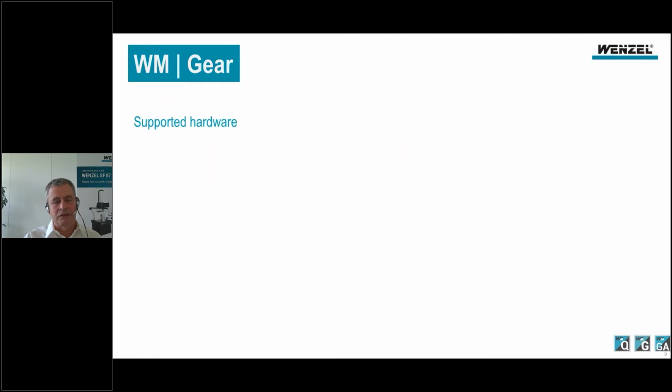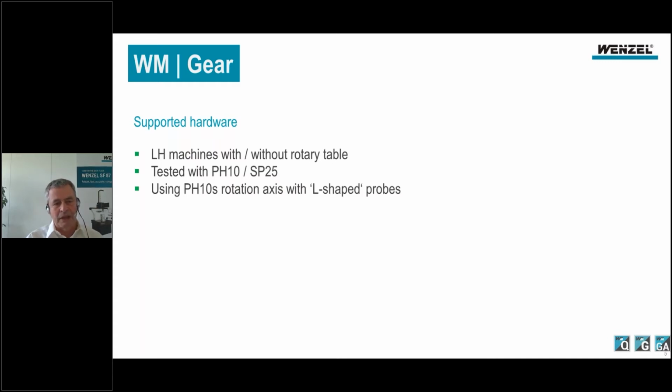So let's continue with the supported hardware. The software runs on Wensel LH machines with and without rotary table. So there's absolutely no need for a rotary table to run the software. We can check nearly every gear on machines also without rotary table. The program is tested with a Renishaw PH10 SP25 combo. Especially when we use the PH10's rotation axis and an L-shaped probe, we can easily check the gear on machines without rotary table. It's also tested with the SP80 probe head and up to 8-fold star probes.